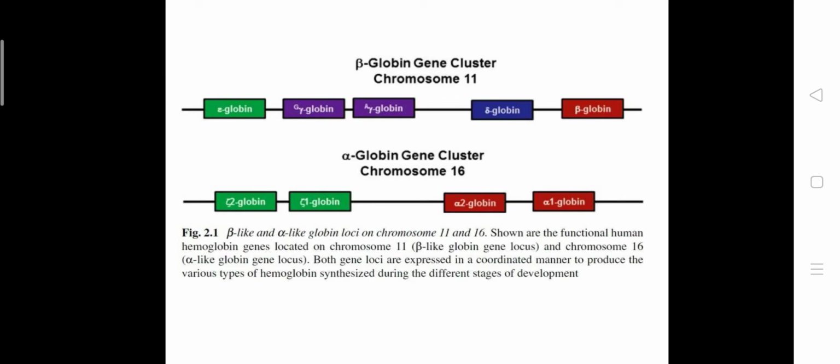The alpha globin gene cluster is on chromosome 16, and the beta globin gene cluster is on chromosome number 11. This shows the functional human hemoglobin genes located on chromosome 11 and chromosome 16. Both gene loci are expressed in a coordinated manner to produce the various types of hemoglobin synthesized during the different stages of development.